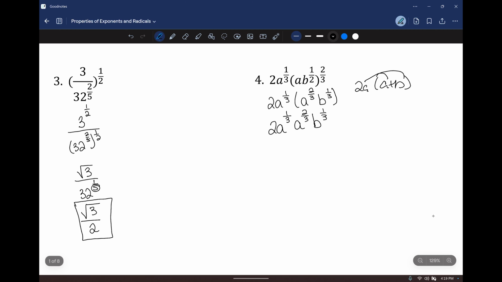1/3. So I'm going to go ahead and combine these two because they have the same base. So when I am multiplying two things with the same base, I add the exponents. So 1/3 plus 2/3 is 3/3, which is 1. And then I have my b to the 1/3. Again, we're not going to keep any fractional exponents. So this is the cubed root of b. So I have 2a times the cubed root of b to the first power, but I don't need to write the first power.